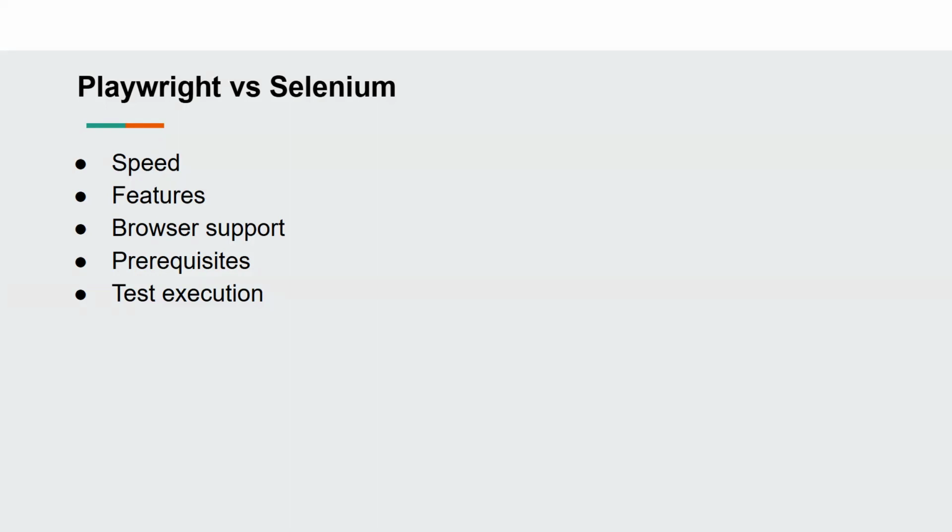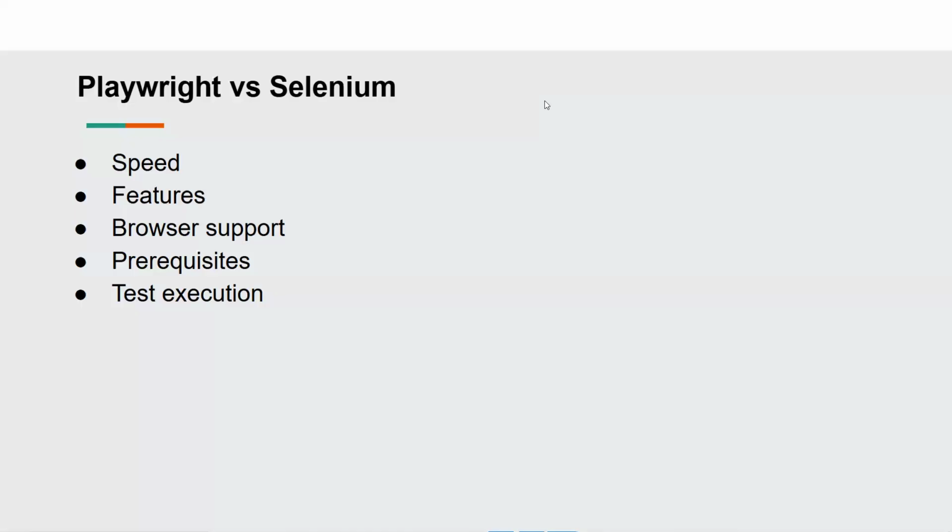Okay, let me start with what are the advantages of Playwright. Basically, Playwright is faster than Selenium. The reason it is faster is that whatever code you are writing gets embedded into the browser and then everything gets executed. But in Selenium, you have your code, a driver and the browser. The driver reads the code and then instructs the browser, so there is a lag in the execution.